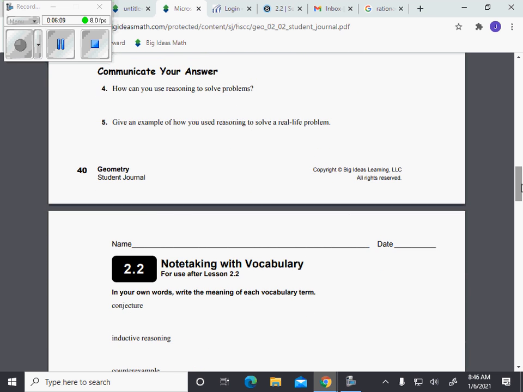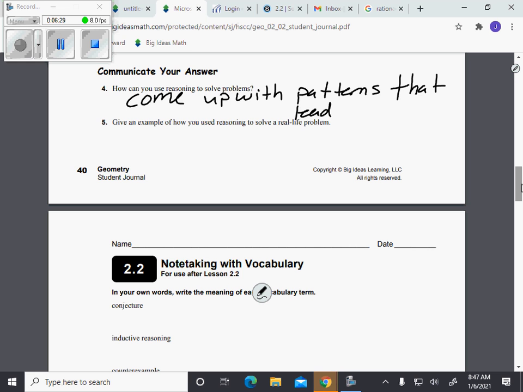Number 4, how can you use reasoning to solve problems? Well, you can come up with patterns, or find patterns that lead to a result. Okay, you can find some sort of pattern that gives you a good guess or approximate answer.